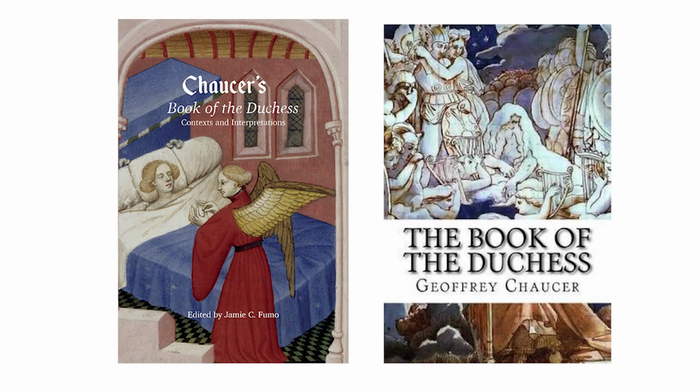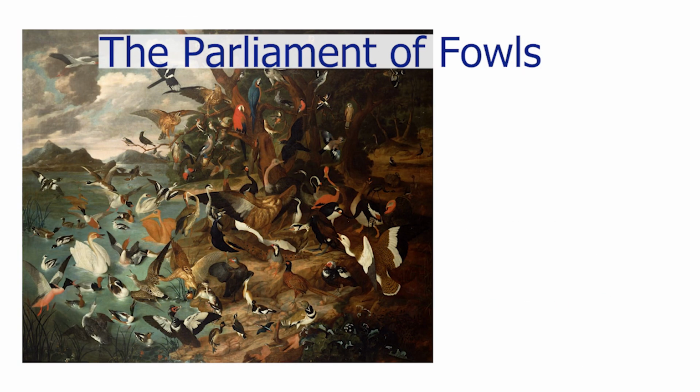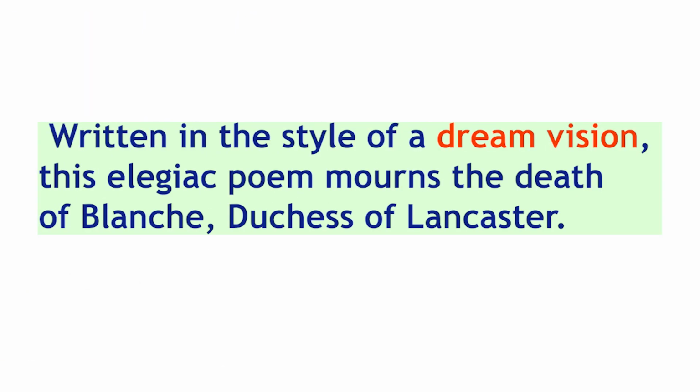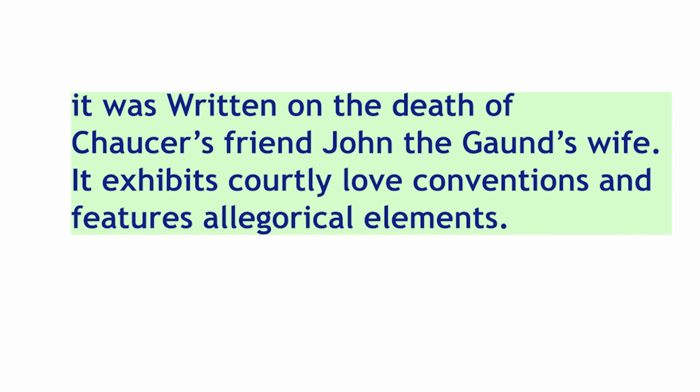Key works from this phase include The Book of the Duchess and The Parliament of Fowls. The Book of the Duchess is written in the style of a dream vision. This elegiac poem mourns the death of Blanche, Duchess of Lancaster. It was written on the death of the wife of Chaucer's friend John of Gaunt.